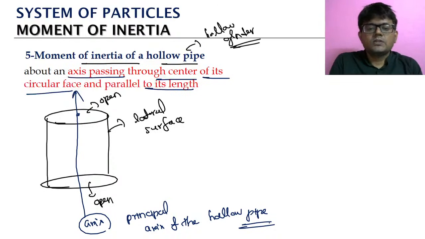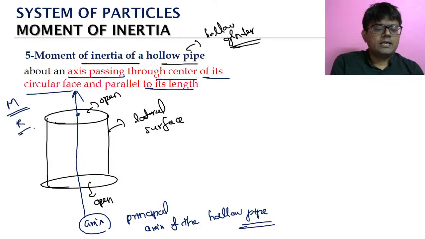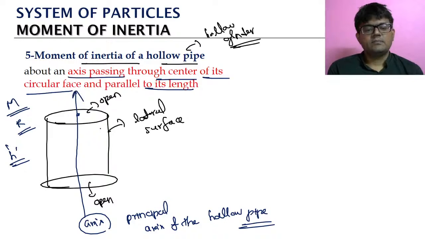Okay, so now we should calculate the moment of inertia of this hollow pipe with respect to the principal axis. The way we will solve this is, we will take the mass of the hollow pipe to be capital M and the radius capital R. Height is h, but again we will see that height will not matter. The final answer will come only in terms of mass and radius.